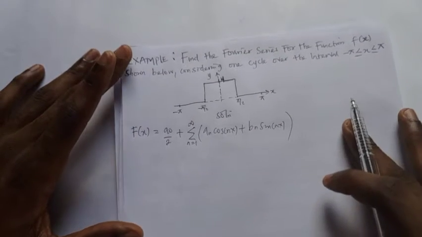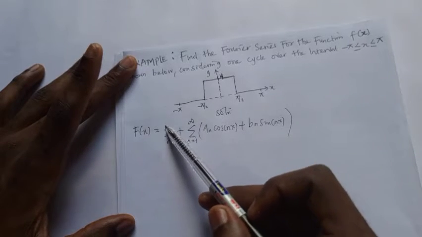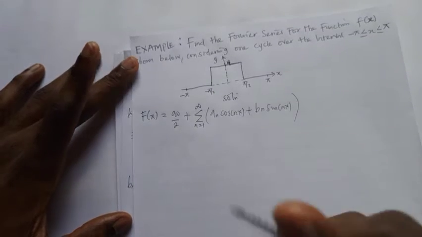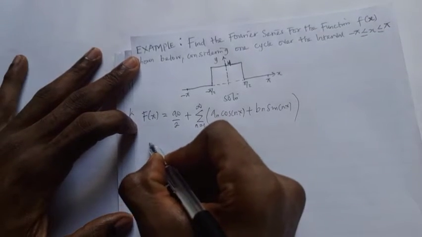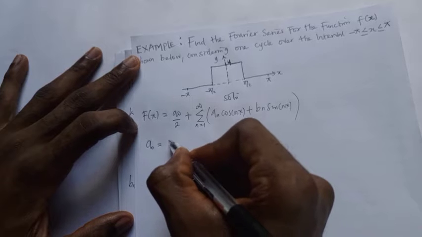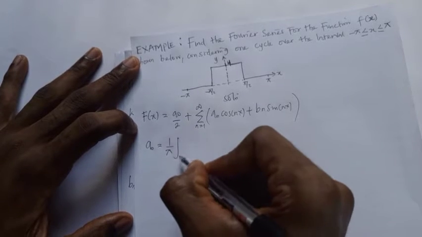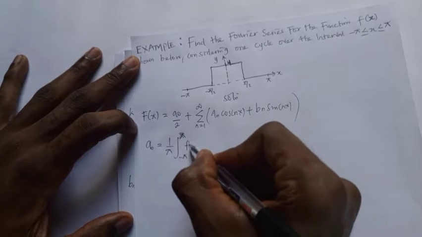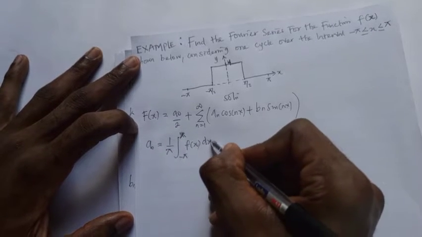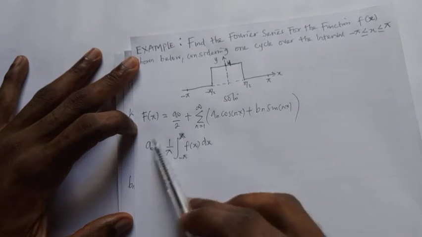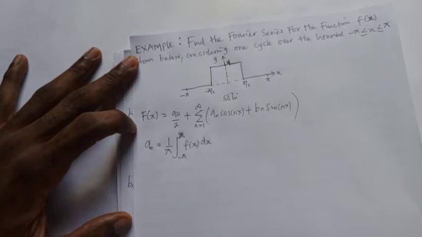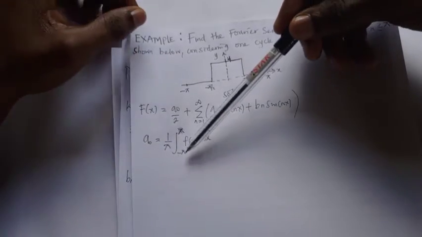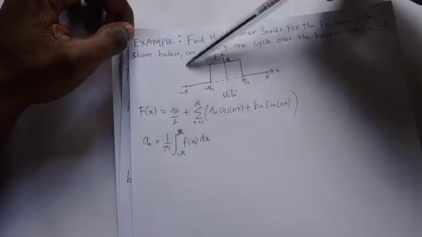So as usual, we are going to find the a naught, the an, and the bn. So we know that the a naught is equal to 1 over pi, the integral from minus pi to pi of f of x dx. So this, from our Euler's law, is the value of the a naught. But we cannot get just this limit directly from this interval.